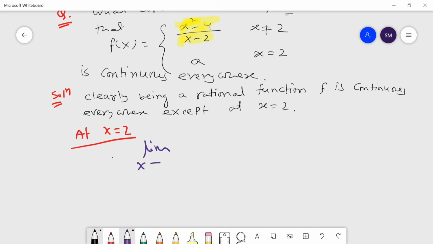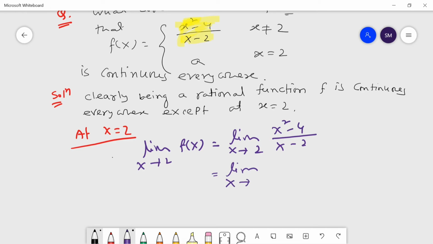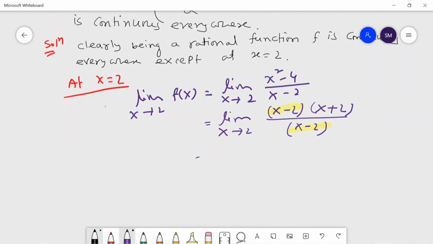We have limit x tends to 2 of f of x, which is equal to limit x tends to 2 of (x square minus 4) over (x minus 2). This is equal to limit x tends to 2 of (x minus 2)(x plus 2) over (x minus 2). Now x minus 2 cancels out. You will get the limit as x tends to 2 of x plus 2, which is equal to 4.